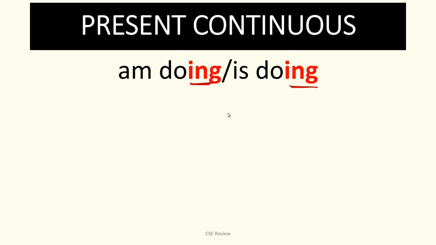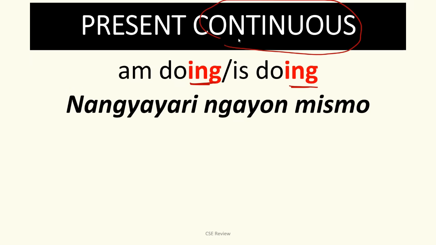Now, bakit may -ing? Ang present continuous, with the word continuous nga, ibig sabihin nun, nangyayari siya ngayon mismo. Nangyayari siya, tumatakbo yung action ngayon. Ngayon mismo sa moment na ito, okay, kailan siya nangyari? Ngayon mismo. You will catch that person doing the exact action right in this very moment.